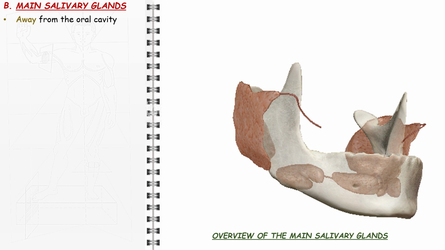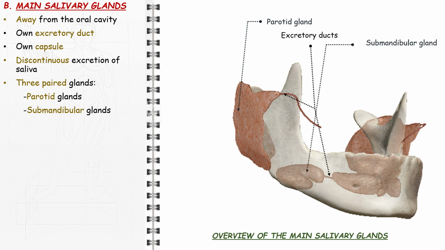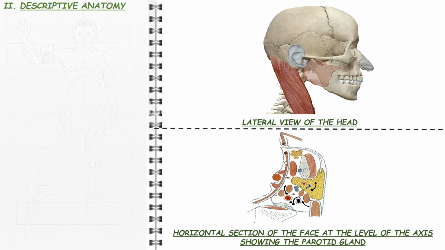They are characterized by their own excretory duct and capsule. Unlike the minor salivary glands, the main salivary glands ensure a discontinuous excretion of saliva. They are three paired glands, namely, the parotid glands, the submandibular and the sublingual glands. They are situated round the mandible. Starting with the parotid gland, the parotid gland is superficial.